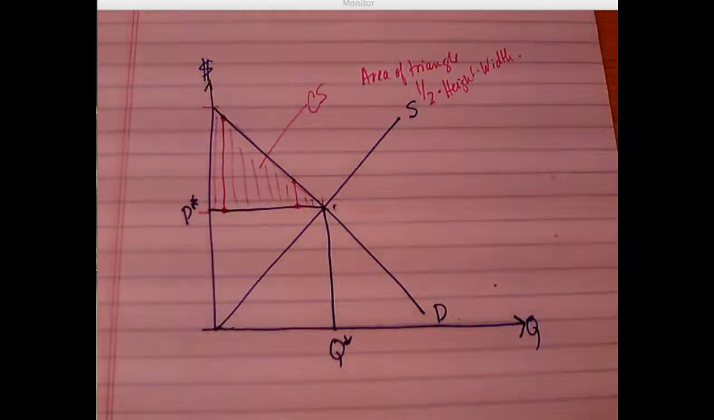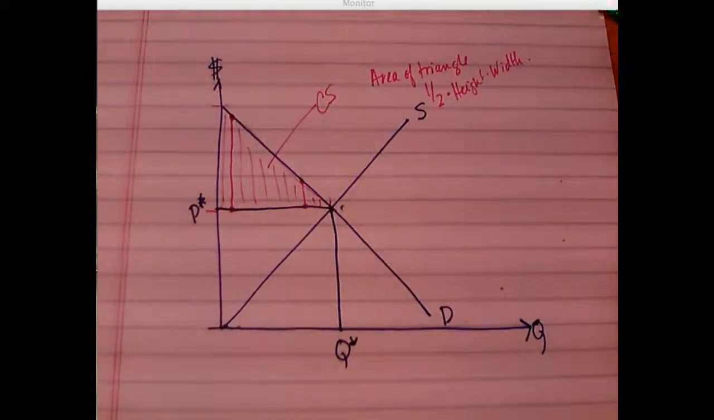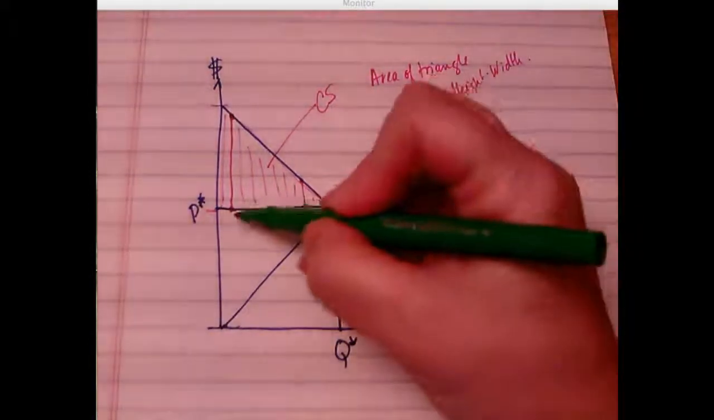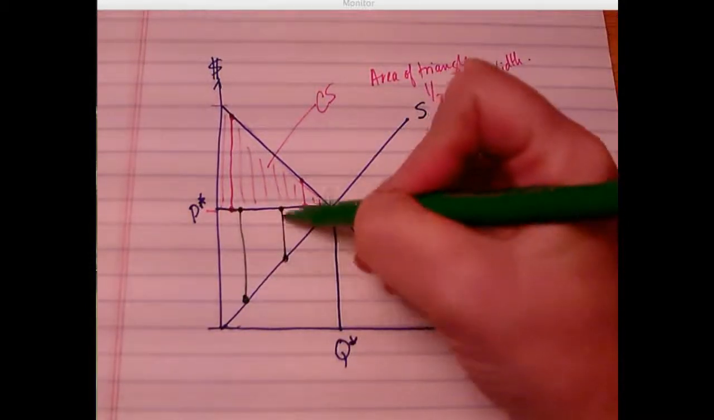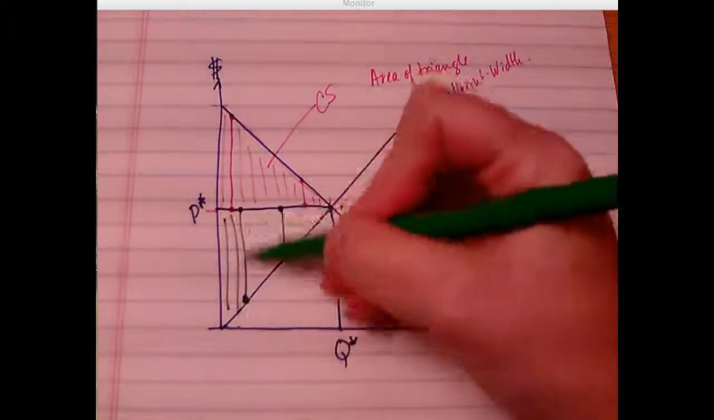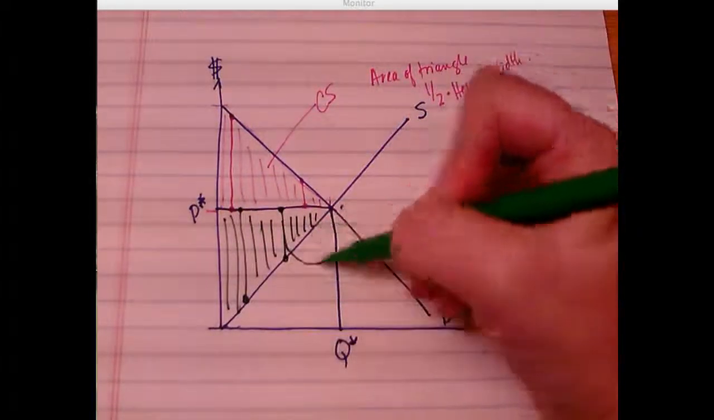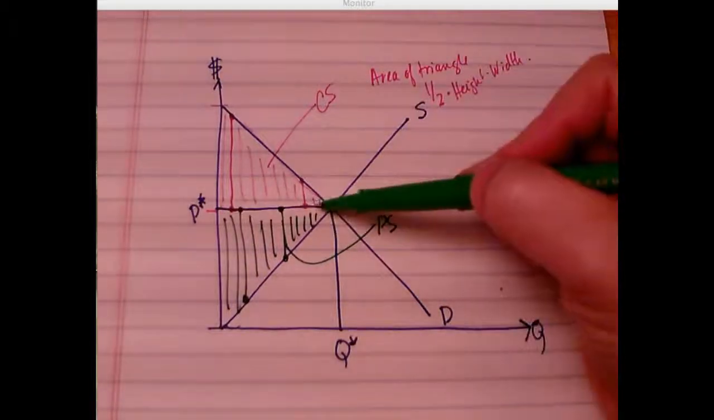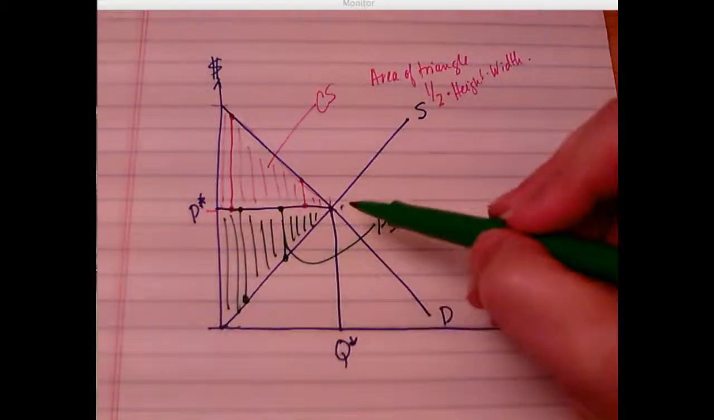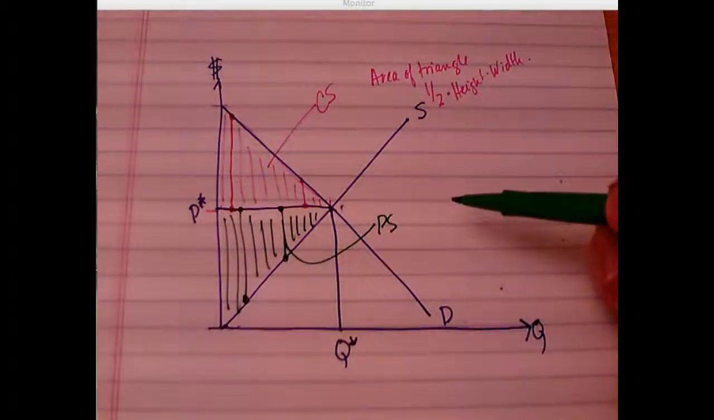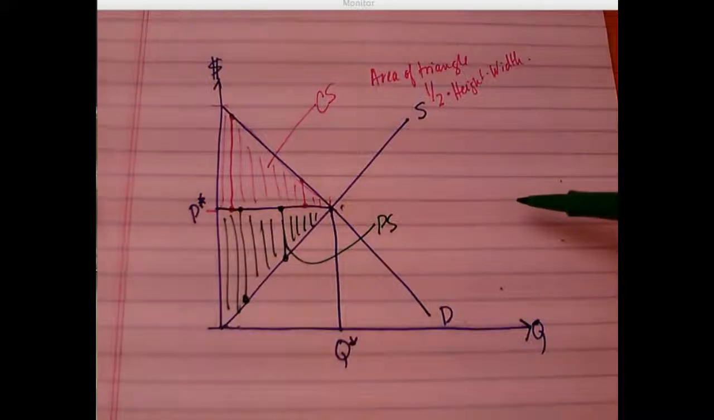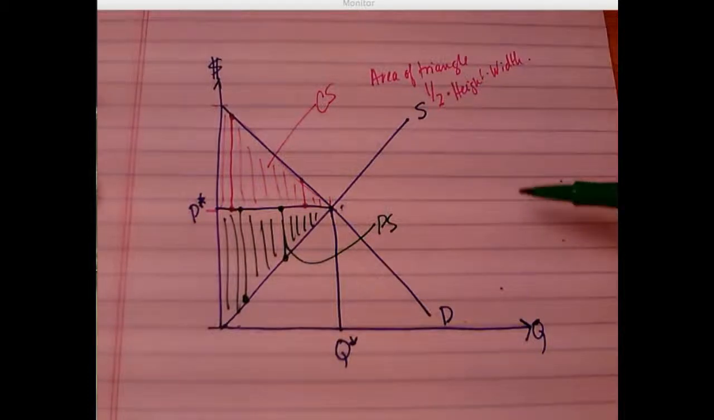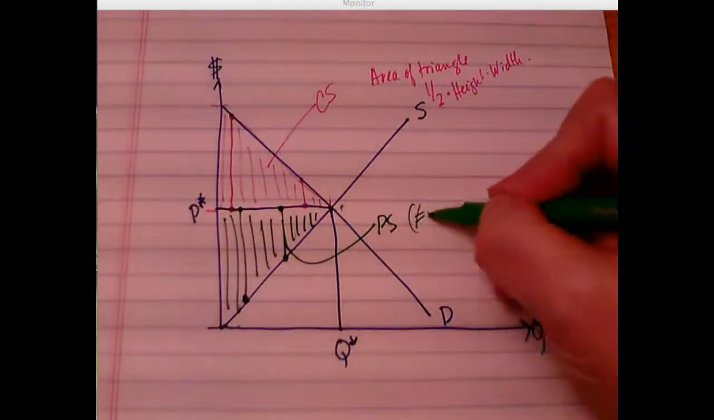Then for producer surplus, we want to think about the difference between the price that they are paid and the marginal cost. Once again, for different sellers and different units, they're going to get different amounts of producer surplus. And then the whole area of producer surplus is the difference between the price paid and the marginal cost of production. Remember, producer surplus is not the same as profit. You take producer surplus and subtract out any fixed costs, and that'll give you profit. So producer surplus is not equal to profit.